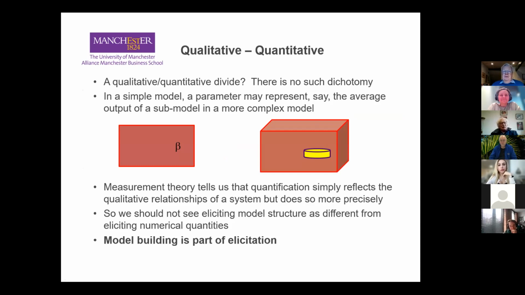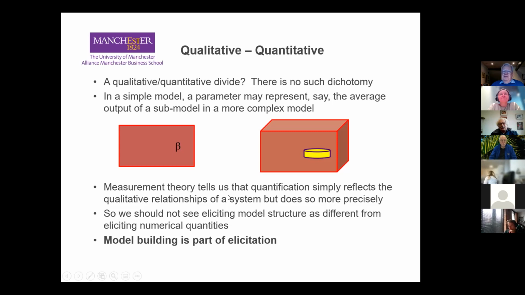In a simple model, if we take a sort of two-dimensional model here, you might have parameter beta, but you can make that model more complex. You can put in further effects and everything else, and that beta may actually correspond with an average value or a certain output of a submodel.